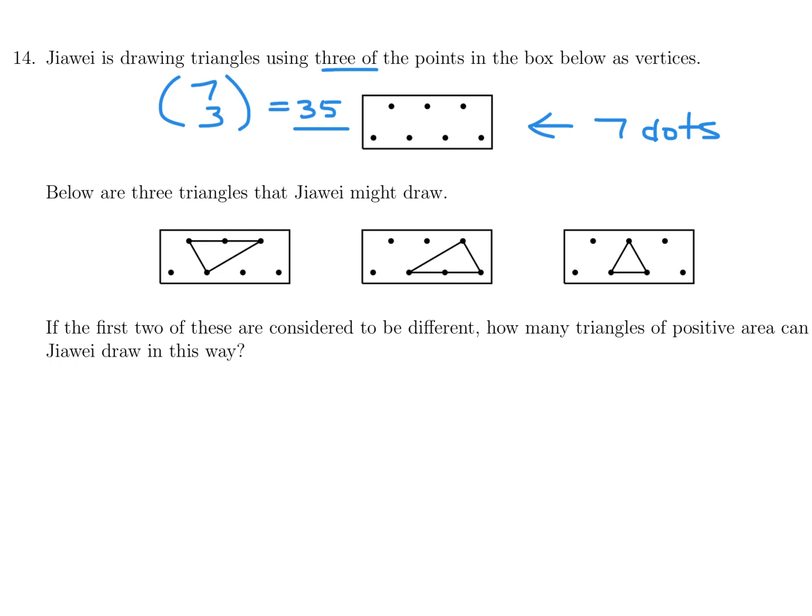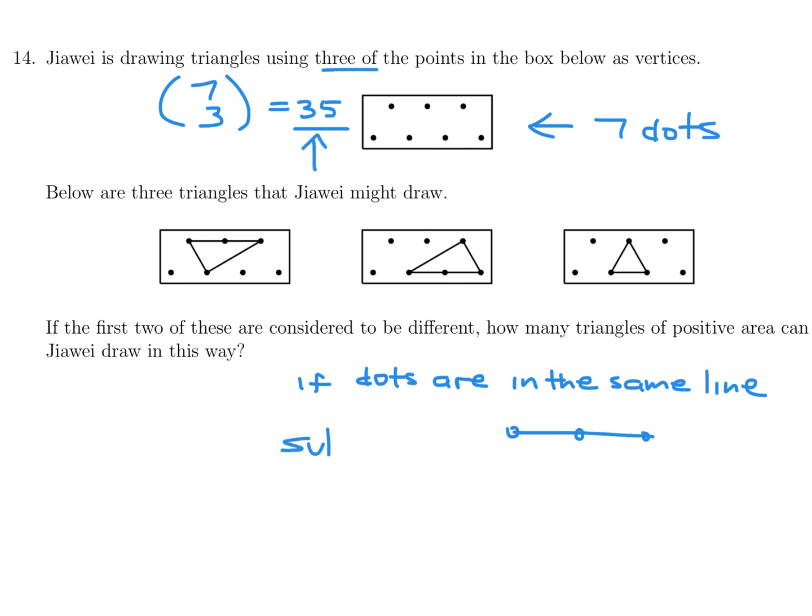But that's not true, because a triangle will not be formed if the dots are in the same line. So if the 3 dots that you choose are in the same line, like for example, the dots in the top row, these guys, if I chose that, it would just be a straight line. That does not form a triangle. So what we have to do is subtract from that 35 the scenarios in which the 3 dots are in the same line.